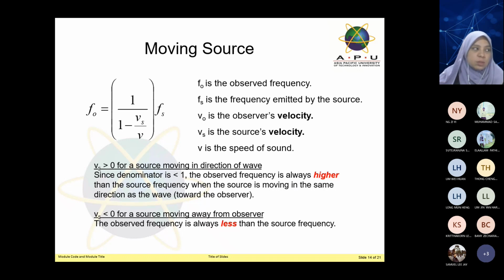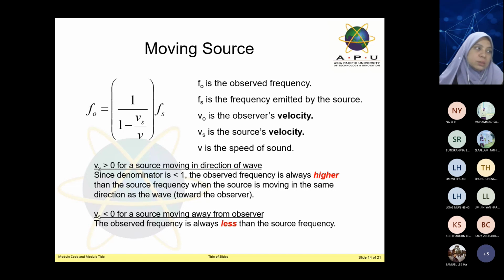Same direction. Since the denominator is less than 1, the observed frequency is always higher than the source frequency when the source is moving in the same direction as the wave. So just now, for example, the ambulance is moving to the right. You also move to the right. So they are moving in the same direction.